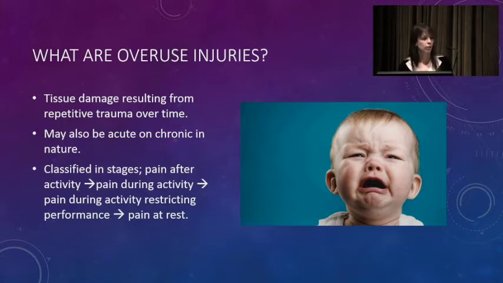Similarly, like a baseball player who's had pain on the medial elbow, and then they throw that one pitch and have a pop and suddenly really can't move their arm anymore. That would be an example of sort of an acute on chronic type of overuse injury. There is a predictable progression to these type of injuries. Generally, it will start with pain after an activity.